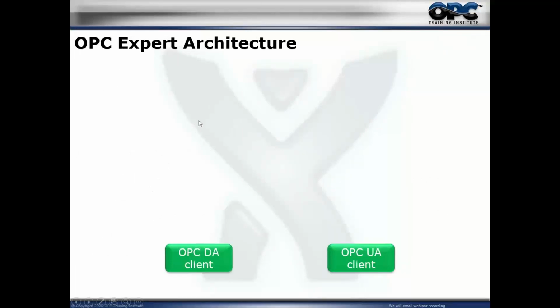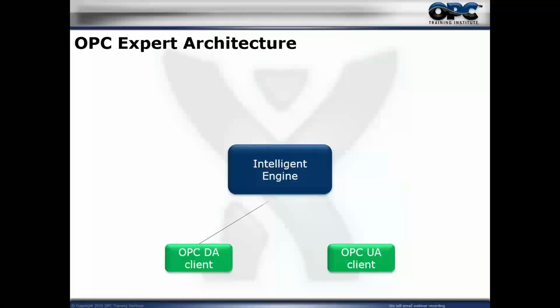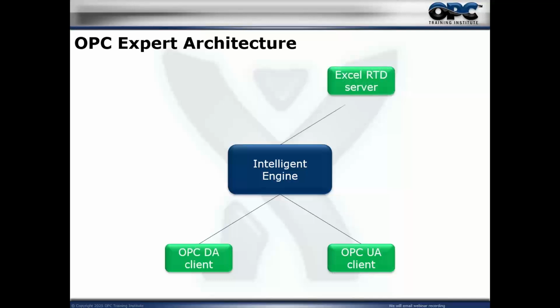Okay, so let's take a look at what's happening within OPC Expert. What I'm going to show you here is all within OPC Expert. So when you get the application, all of this is inside OPC Expert. It begins with data acquisition using OPC DA and OPC UA. So you get an OPC DA client and an OPC UA client. This information inside OPC Expert goes into OPC Expert's intelligent engine. And from there, you can send the data out via Excel's RTD server, real-time data. So data comes in here, comes out there into Excel.